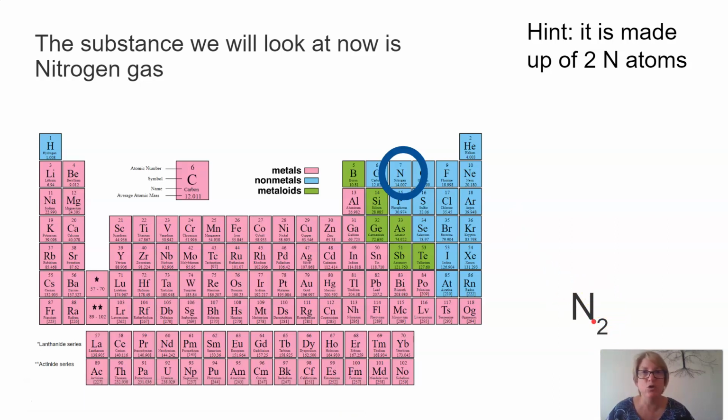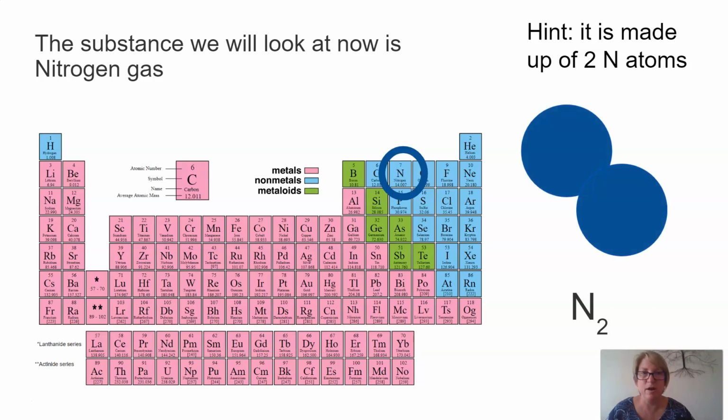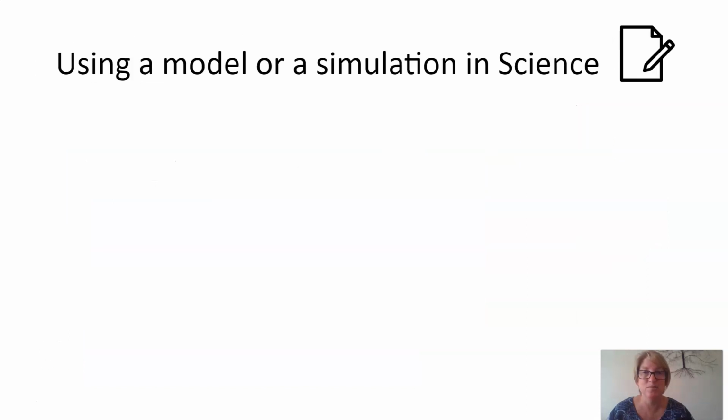And now you can make your ball diagram quickly. And that is what your diagram should look like. So, yes, nitrogen gas is also a diatomic molecule.